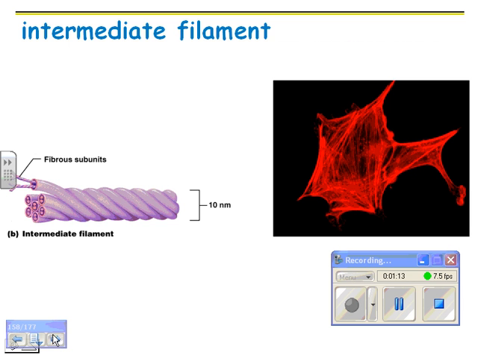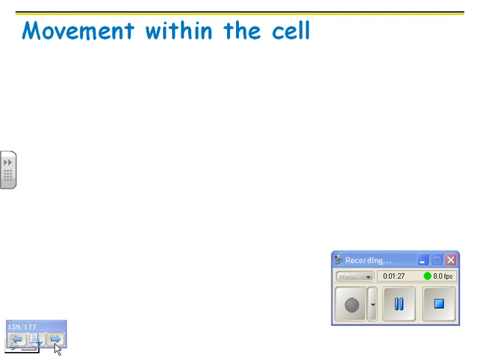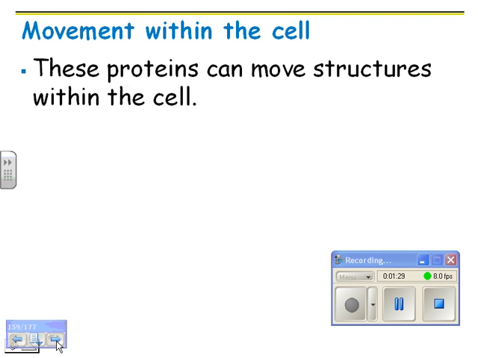Here's an intermediate filament, and these are the same idea. So you have another protein, and it's a fibrous protein wrapped around another, and then they wrap around each other, and then all of these wrap around each other. So this is really a lot like a rope. It's very, very strong. So they do movement within the cell.